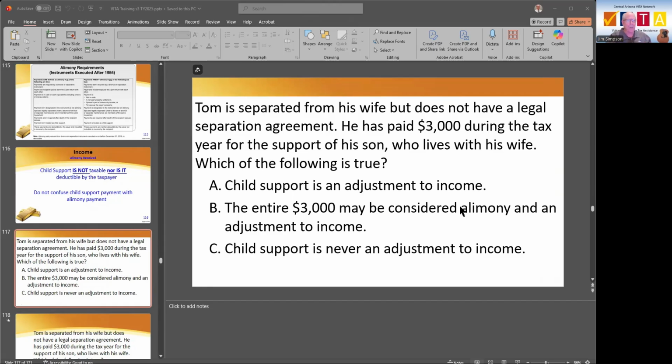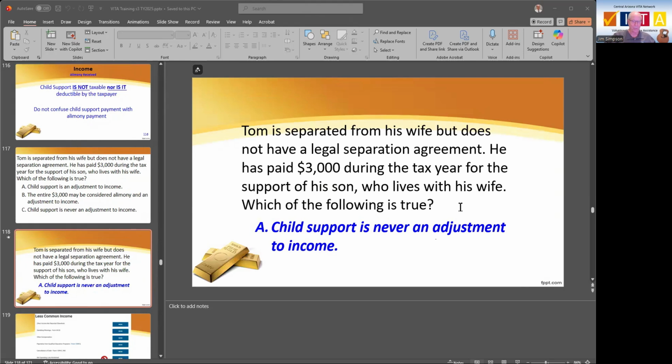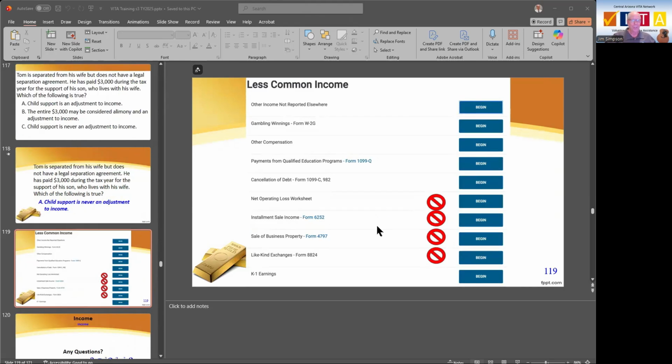So here's an example. Tom is separated from his wife, but does not have a legal separation agreement. He's paid $3,000 during the tax year for support of his son, who lives with his wife. Which of the following is true? Child support is an adjustment to income. The entire $3,000 may be considered alimony and an adjustment to income. Or child support is never an adjustment to income. Okay, so what do we got here?